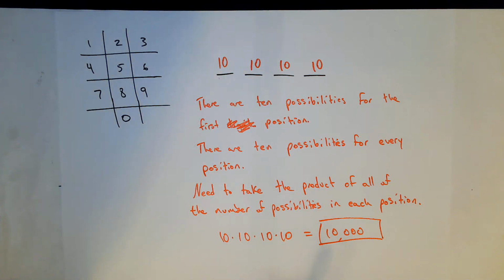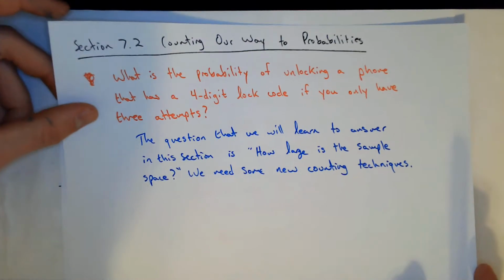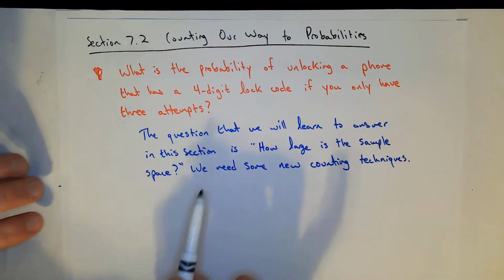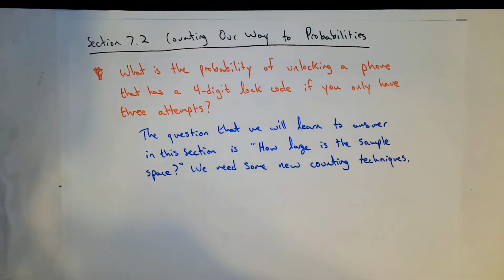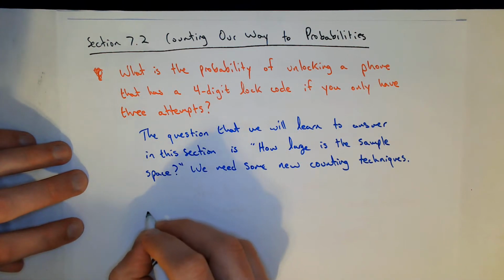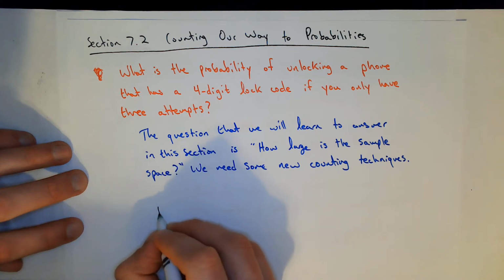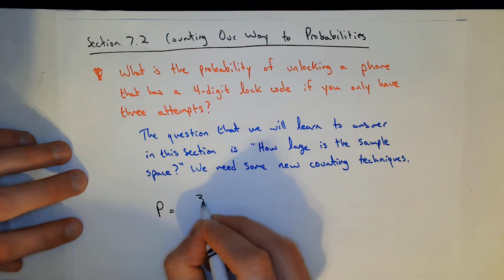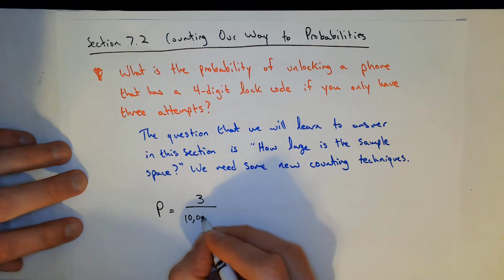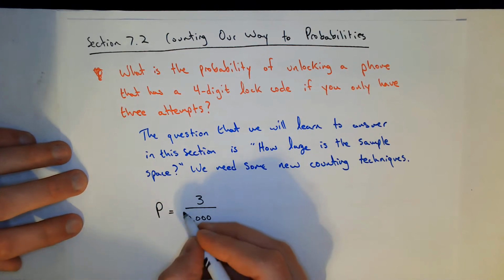Now, back here, that means my probability, the probability of unlocking a phone, I already said that the 3 should be the numerator, right? For my probability, the probability of unlocking a phone with a 4-digit lock code would be 3. If you have 3 attempts, 3 out of 10,000. 3 of those attempts out of 10,000.